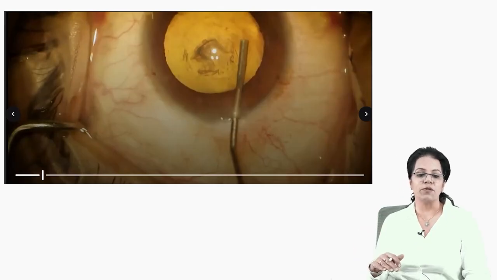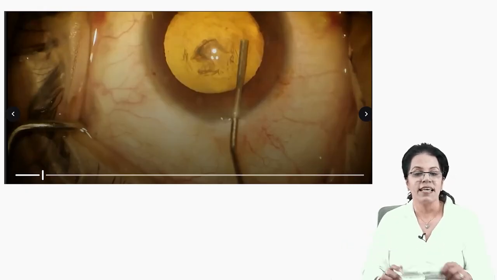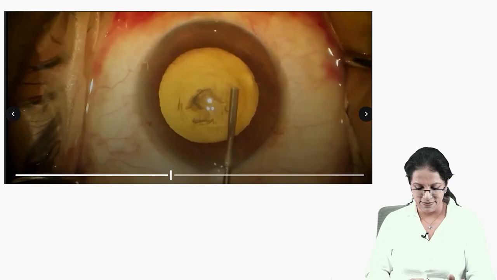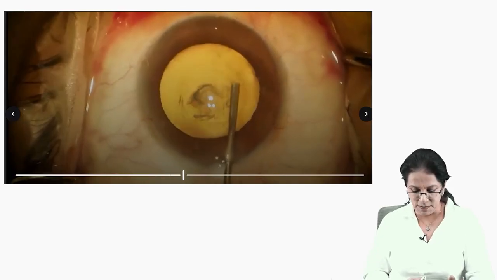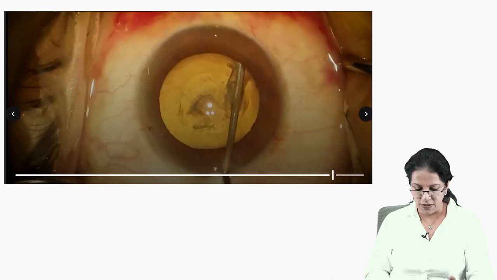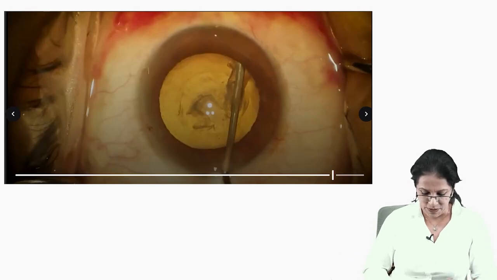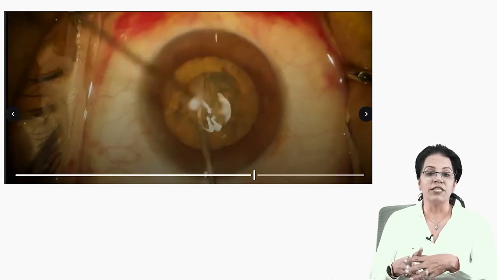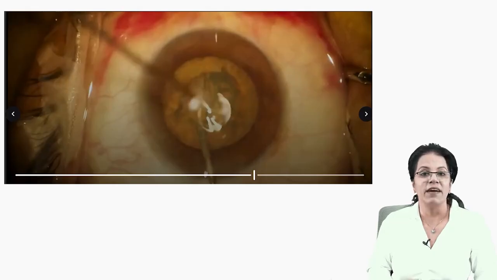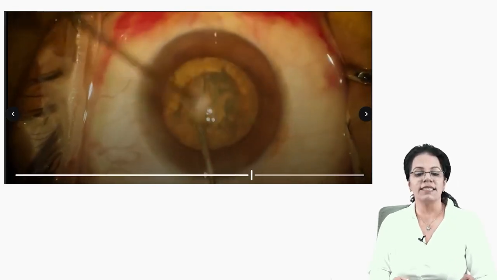The next step would be injecting water under the capsule and separating the capsule from the whole lens. What do you call this? Hydrodissection. Right? Injecting water under the capsule. You have to see that your hydrodissection is complete and the water has reached all around under the capsule. What is the next step? Rotation. Why are you rotating? So that you ensure that your hydrodissection is complete. Have a look. So this is rotation.